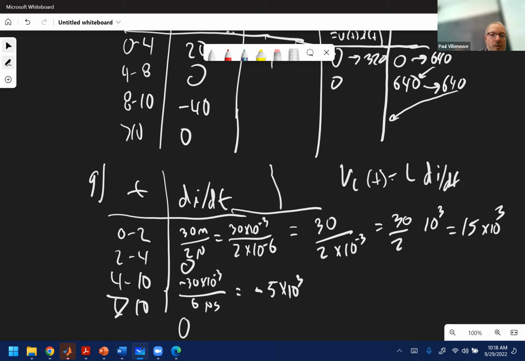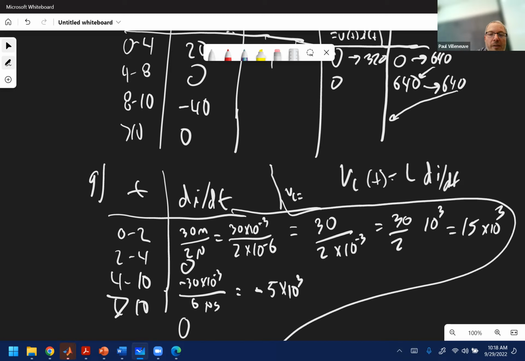To solve for that, and sorry, this gets a little crazy because I showed all the work. VL equals L di dt. Just multiply those values by L. And that was it. Questions on number 9.